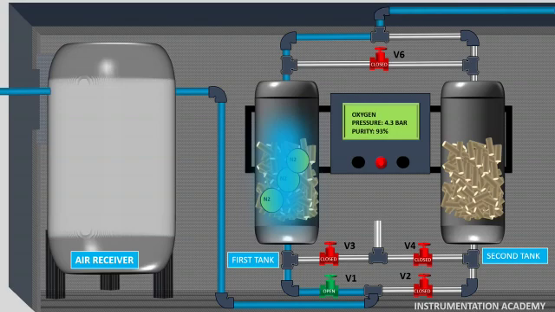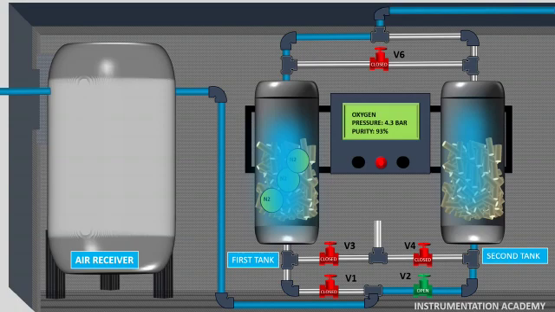Just before the zeolite in the first tank becomes saturated with nitrogen, the process switches oxygen generation to the other adsorption tank, that is the second tank. So the inlet compressed air is diverted to the second adsorption tank through valve V2. At the same time, valve V1 gets closed.